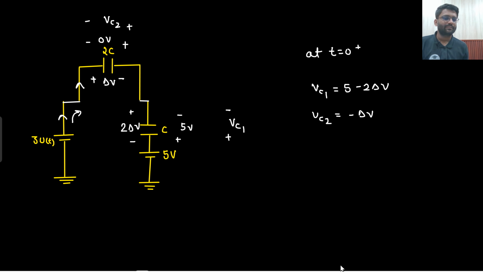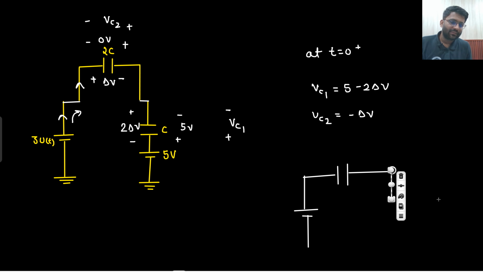Minus delta V. So the circuitry would look somewhat like this at t equals 0 plus. This is capacitor 2C, this is capacitor C, and then there is another voltage source of 5 volt.